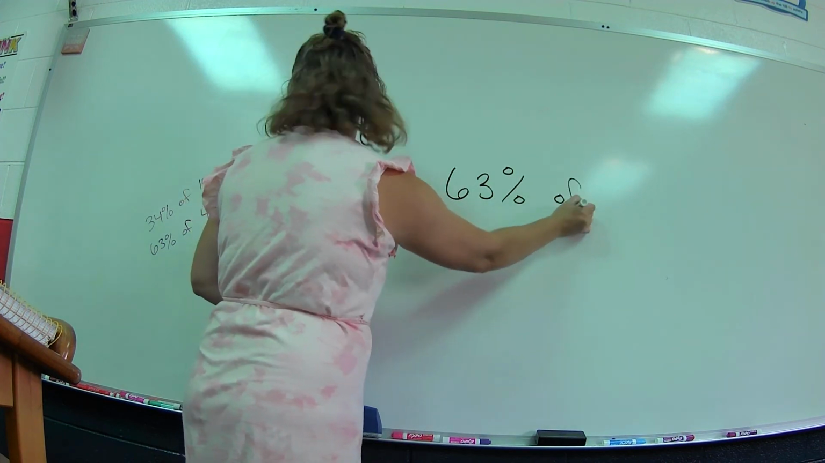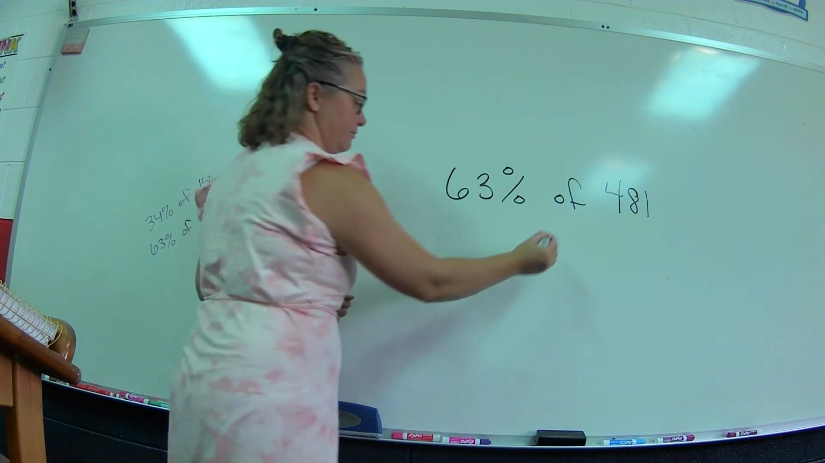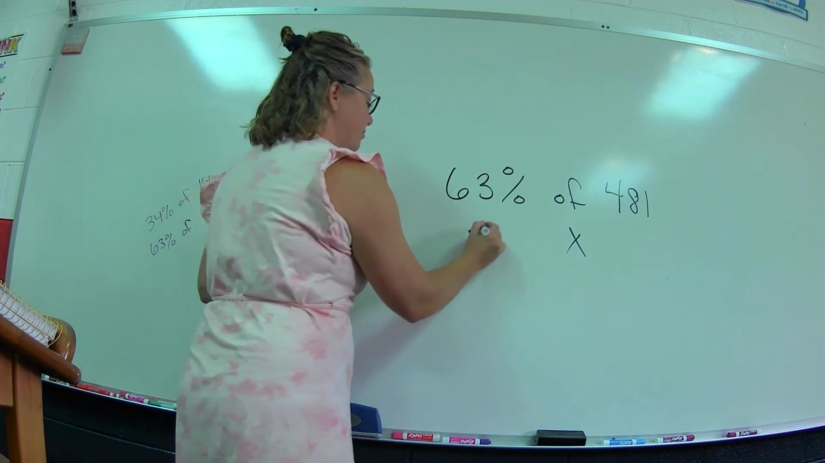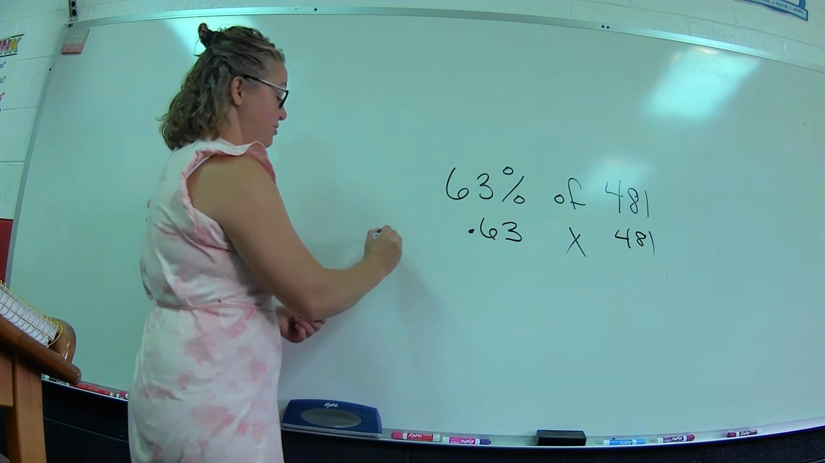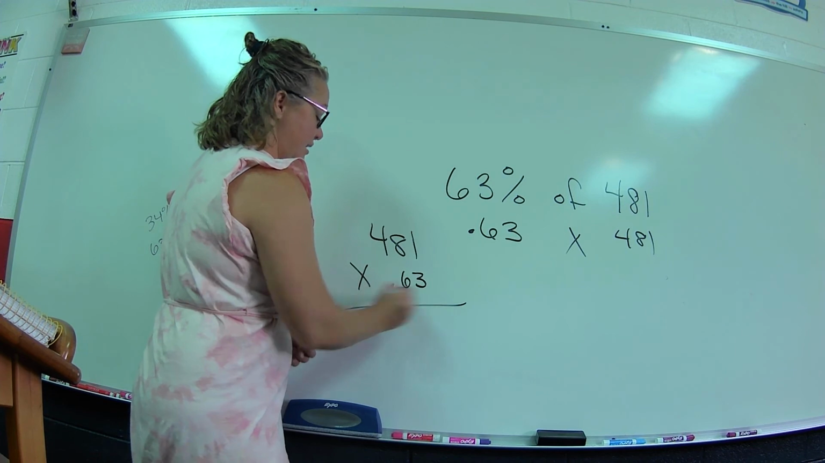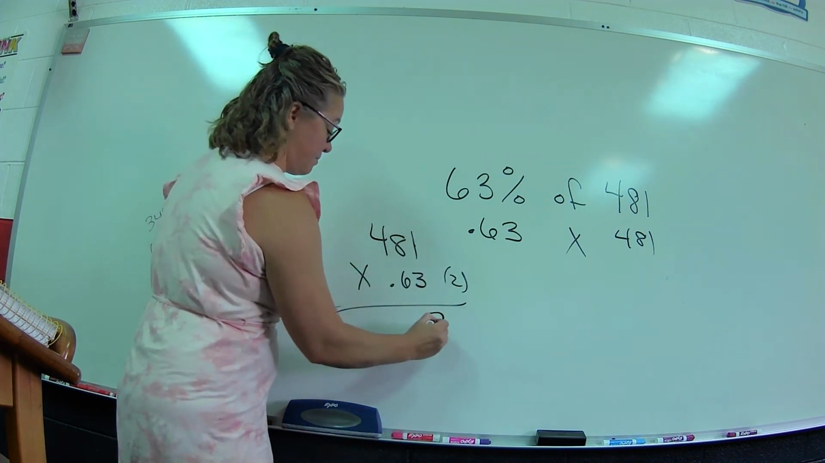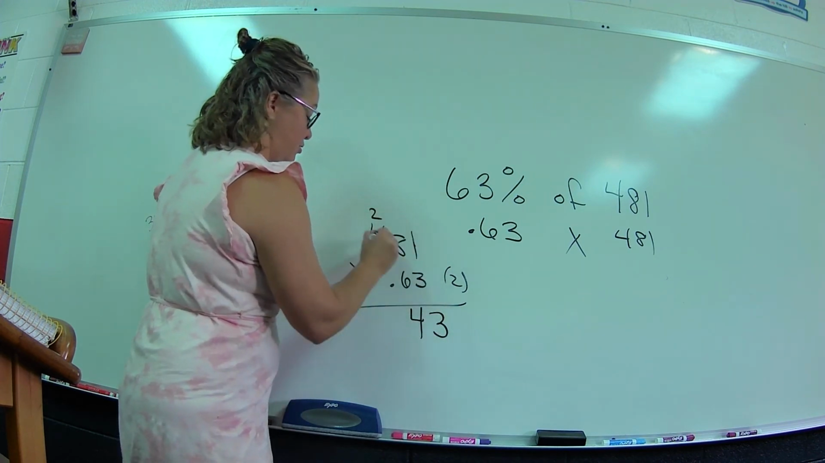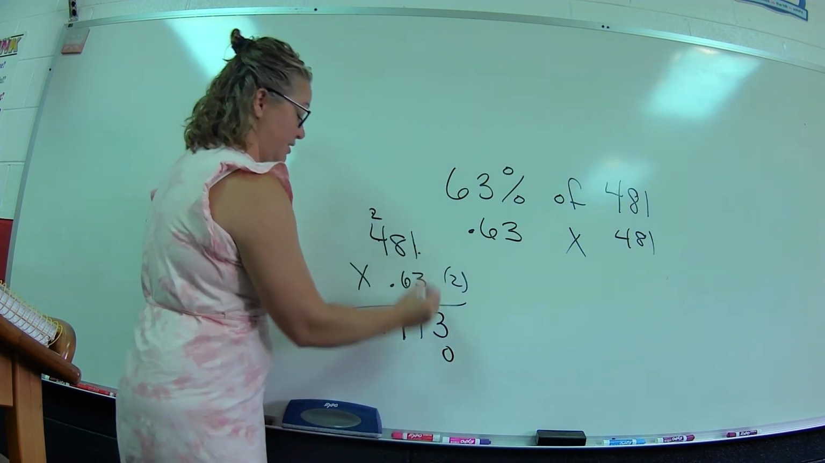63% of 481. Of, right, multiplication. 63% goes to the decimal, 0.63, 481 stays the same. Now we do the math. 481 times 0.63. Notice again I'll have 2 decimal places in my answer. So 3 times 1, 3 times 8 is 24. 12 plus 2 gives you 14. Put a 0. This gives you 6.